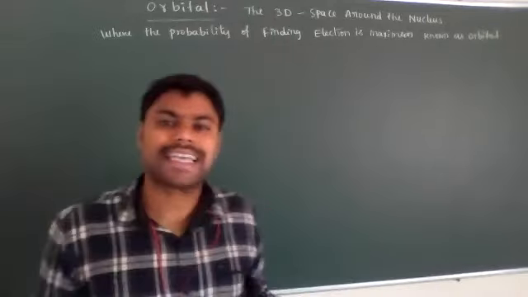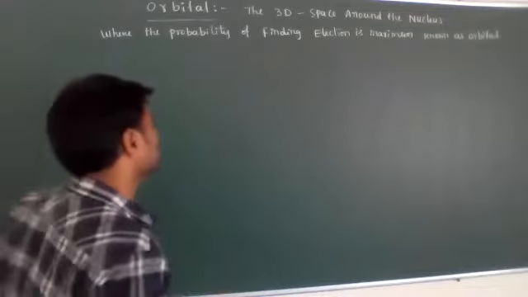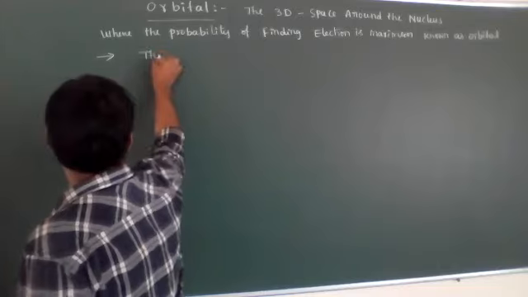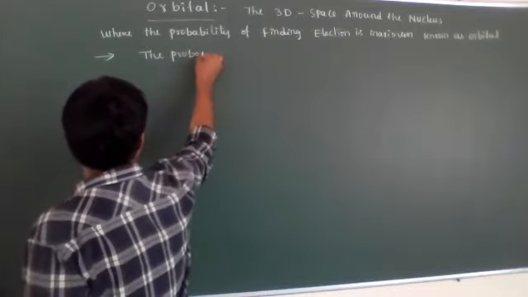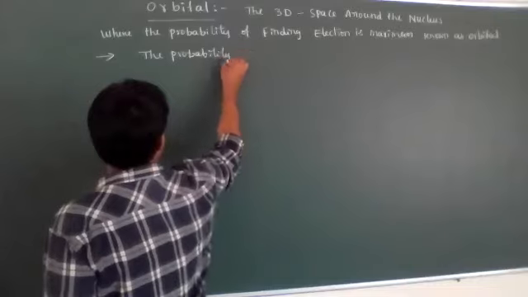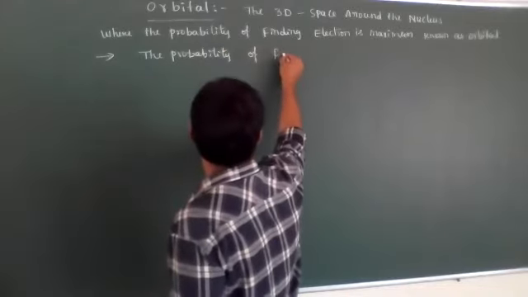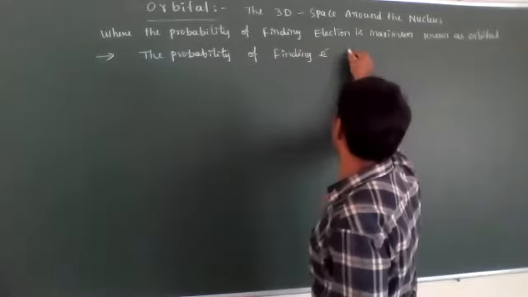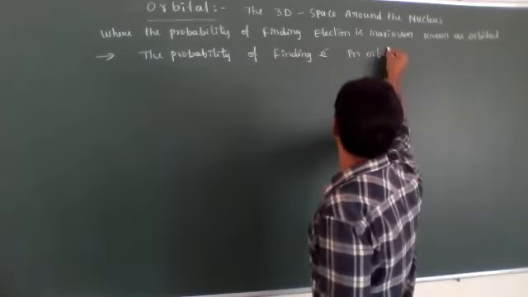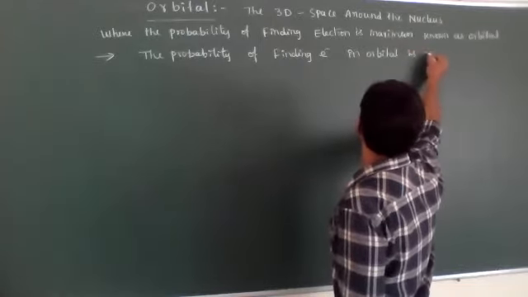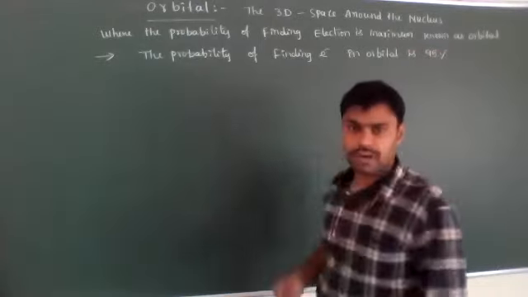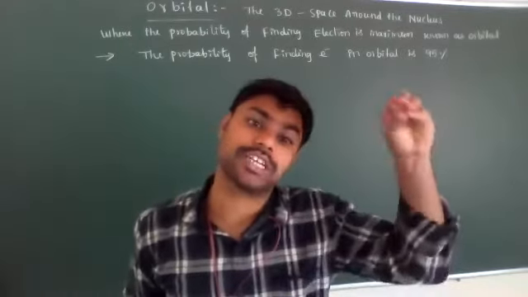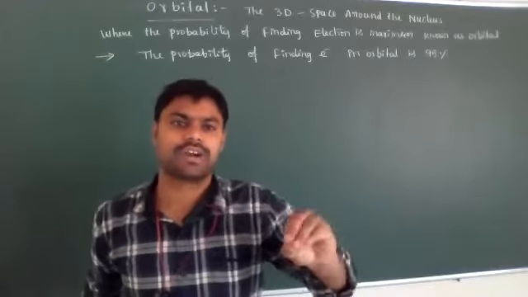So how much maximum probability means how much percentage? The probability of finding an electron in an orbital is approximately 95%. Then that is called orbital. Node means the probability of finding an electron is 0. There are no electrons at all. That space is called node.